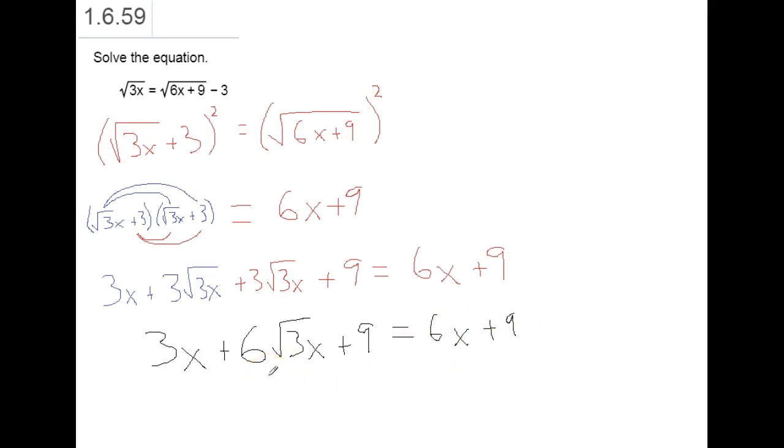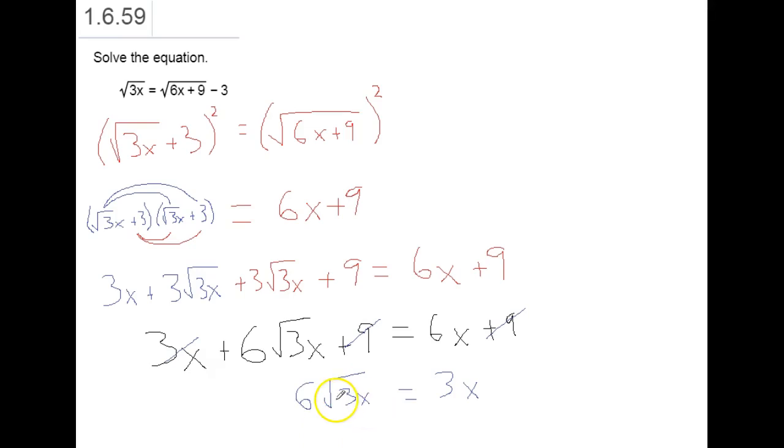And what we can do now is add the same thing to both sides of the equation, or subtract the same thing. So let's subtract 3x from both sides. And let's also subtract 9 from both sides. Subtracting 9 from both sides is going to cancel those out, and subtracting 3x is going to reduce this down to just 3x, 6x minus the 3x. And over here it's canceled. And over here we have 6 square root of 3x.